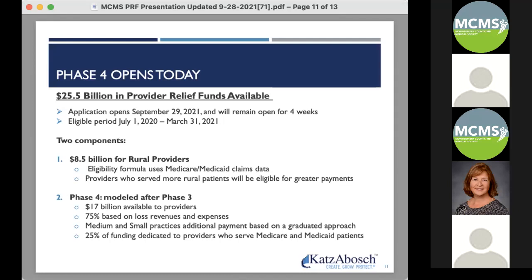And then the remaining 25% is going to be dedicated to providers who serve Medicare and Medicaid patients. So if you can't show lost revenue or losses in general, and you don't see a lot of Medicare and Medicaid patients, I'm not sure you're going to get much of this money. But based on the forms, they're not difficult to fill out. I would just go ahead and submit it if you can, because the worst that can happen is you get 0. And I don't think it will be a time-consuming form to fill out. Okay, next slide.